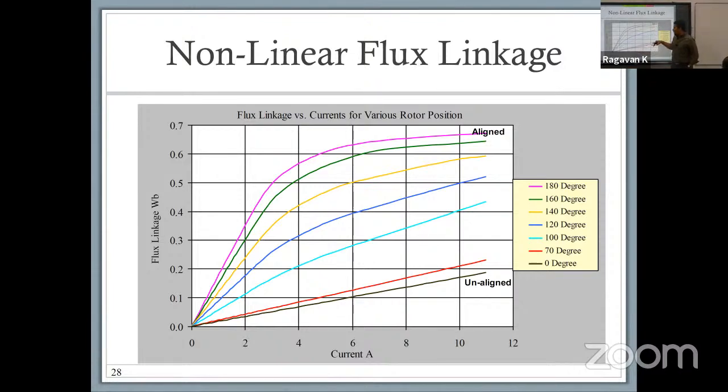What you see is that the flux linkage at the unaligned position is nearly a straight line. Why is that? Because it's not saturated. You're on the linear region of your BH curve. As you start increasing your current and you get closer to the aligned position, now your flux linkage is much higher. You're going to the saturation region, and now your flux linkage is no longer linear. As you increase the current, the flux starts to plateau out. You end up getting a flat region, which means closer to the aligned position, you need to be careful about how much current you're applying because that is going to give you some losses.